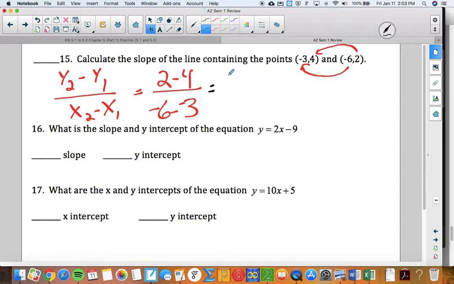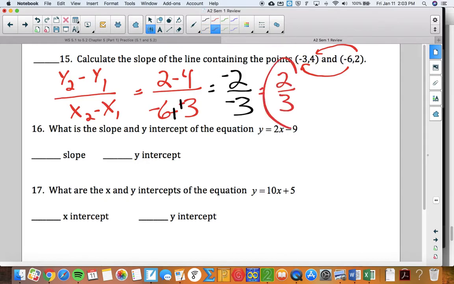On the top, I get negative 2. On the bottom, I like to add the opposite there, so that gives me negative 3. Simplify that fraction. The only thing we can simplify is the fact that a negative divided by a negative is a positive. So slope is 2/3.